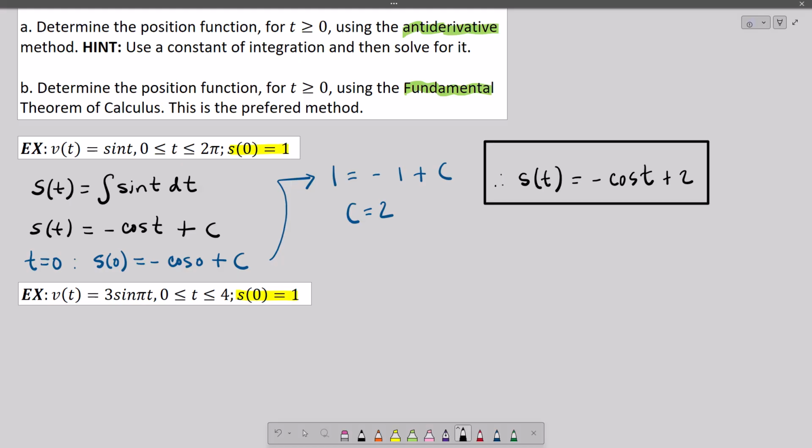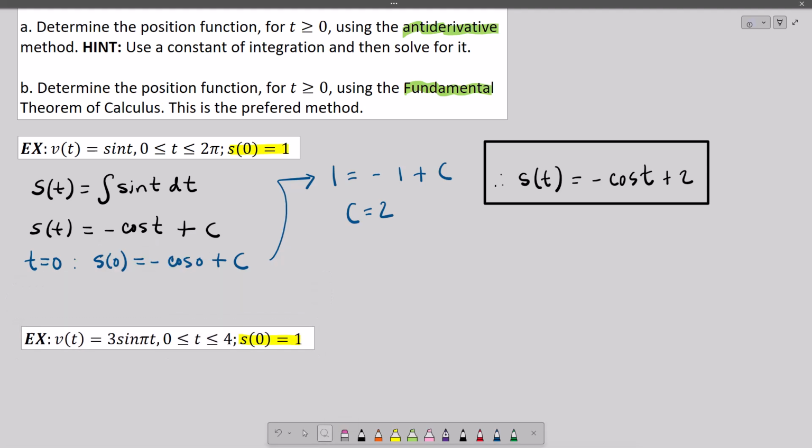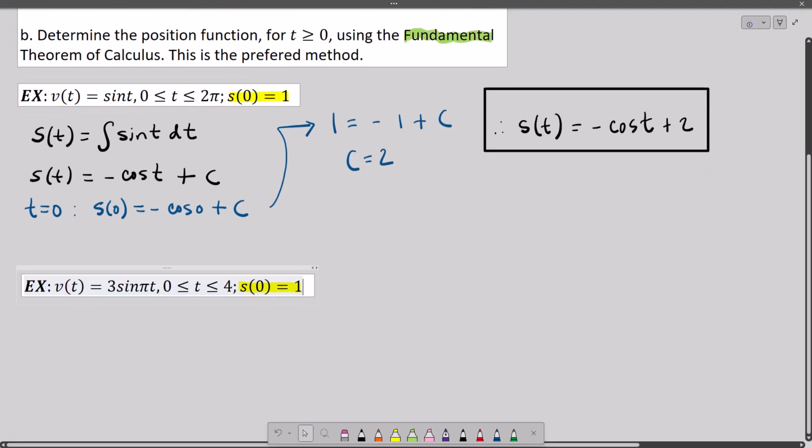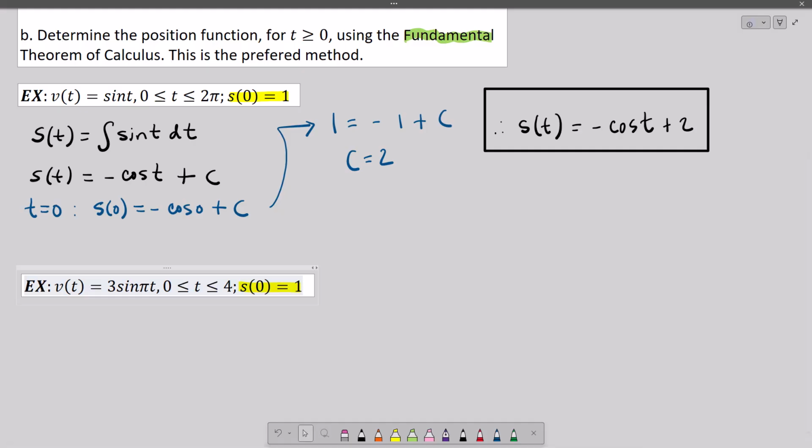So that is the antiderivative method. Is there any question on any of the steps there? So we're doing an indefinite integral, which leads us to a constant of integration. And then we take our initial value, s of 0, that's given to be 1, so we replace that with 1. Replace that t with a 0. Cosine of 0 is 1, so then solve for c.